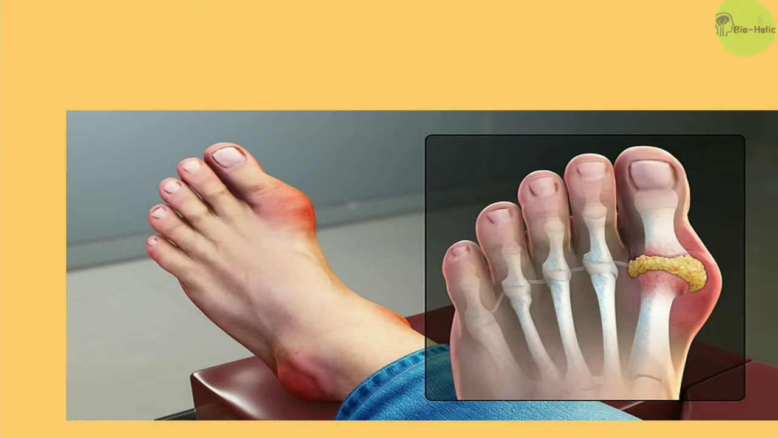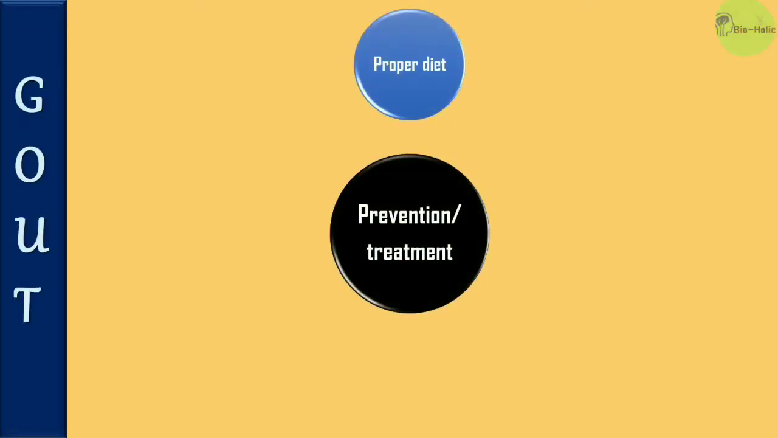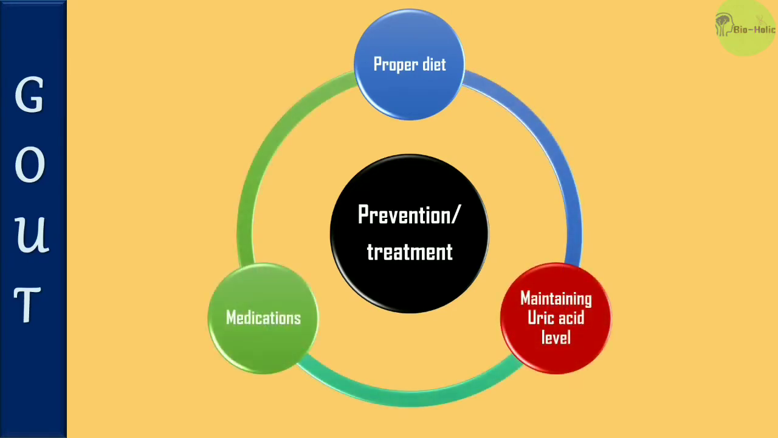The third important disorder of the musculoskeletal system is gout. What is gout? Gout is painful arthritis formed on the joints of the big toe. It is usually caused by the presence of a high level of uric acid in the blood, which crystallizes and settles in the body. And it causes inflammation and a kind of redness and swelling in the joint tissues of the big toe. And gout can be prevented by intake of proper diet, maintaining the uric acid level, and medications.